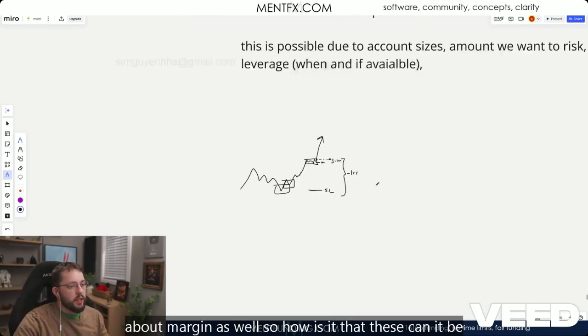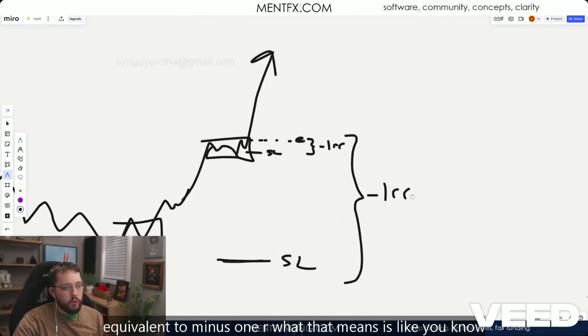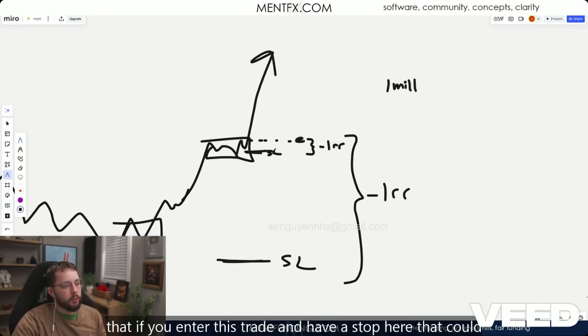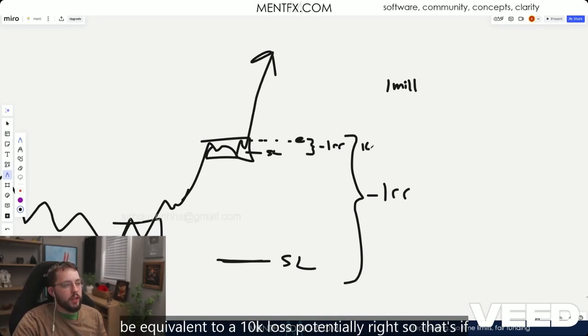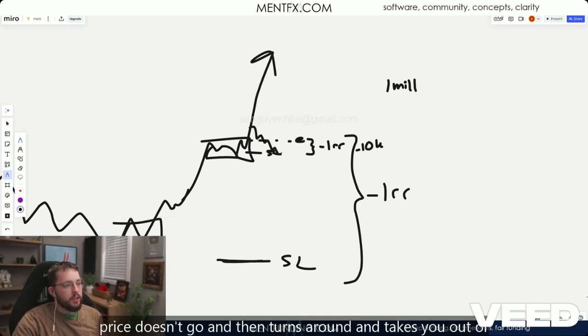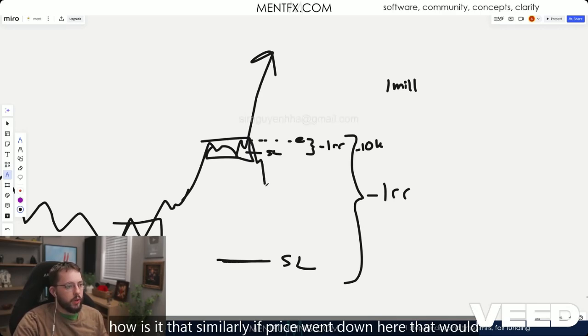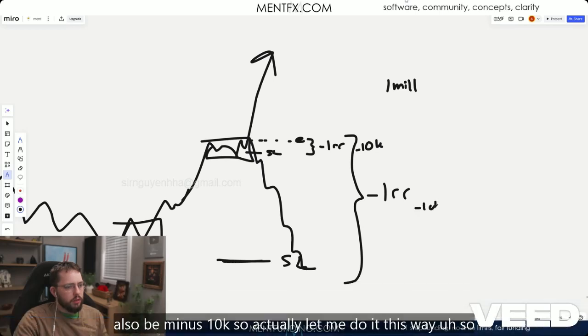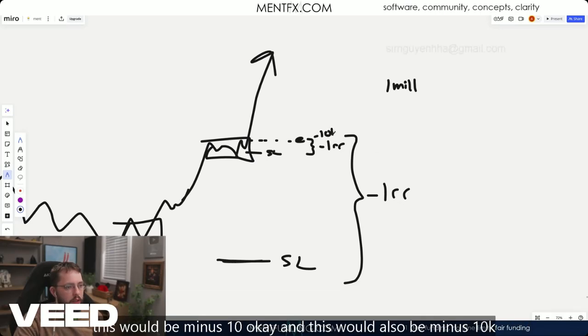So how is it that these can be equivalent to -1 R? What that means is, if you're trading a $1 million account, how is it that if you enter this trade and have a stop here, that could be equivalent to a 10K loss potentially? That's if price turns around and takes you out. Or how is it that similarly, if price went down here, that would also be -10K? So this would be -10K. And this would also be -10K.